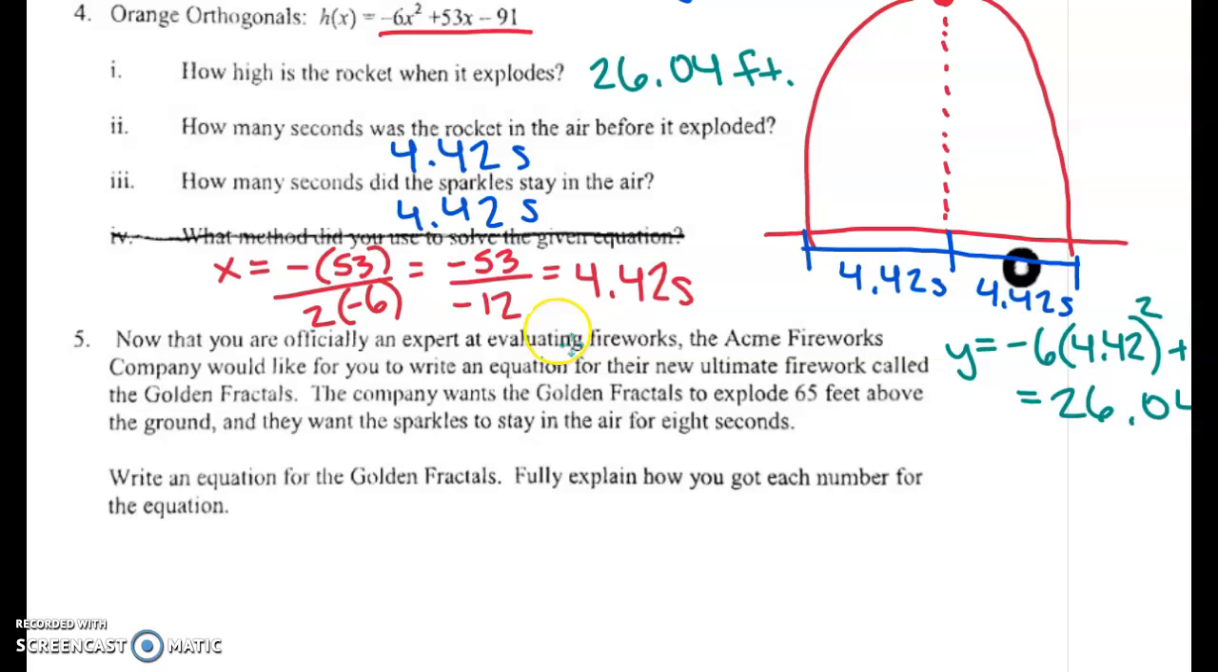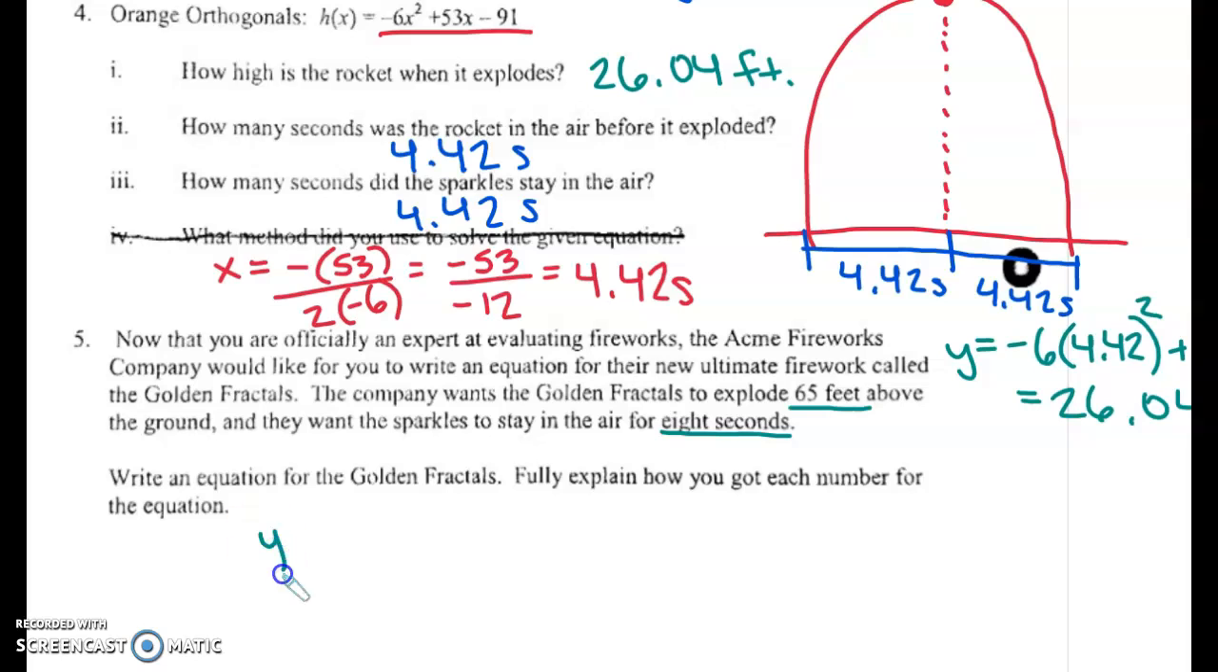Okay, now number 5 says, now that you are officially an expert at evaluating fireworks, the Acme Fireworks Company would like for you to write an equation for their new ultimate firework called the golden fractals. Ooh. The company wants the golden fractals to explode. All right, we're about to get some numbers. 65 feet above the ground, and they want the sparkles to stay in the air for 8 seconds. Write an equation.